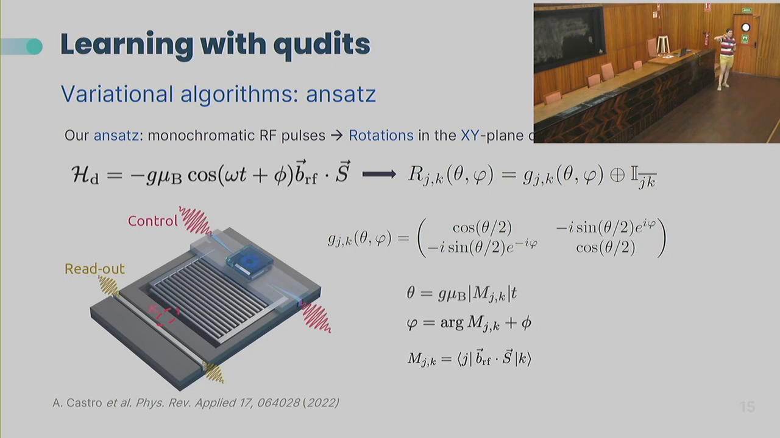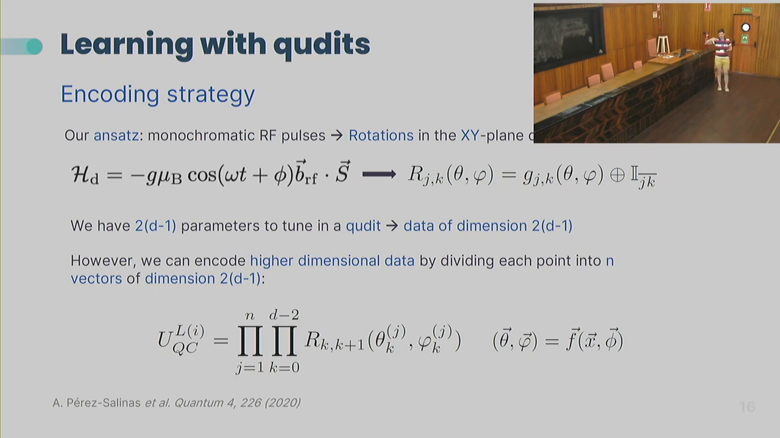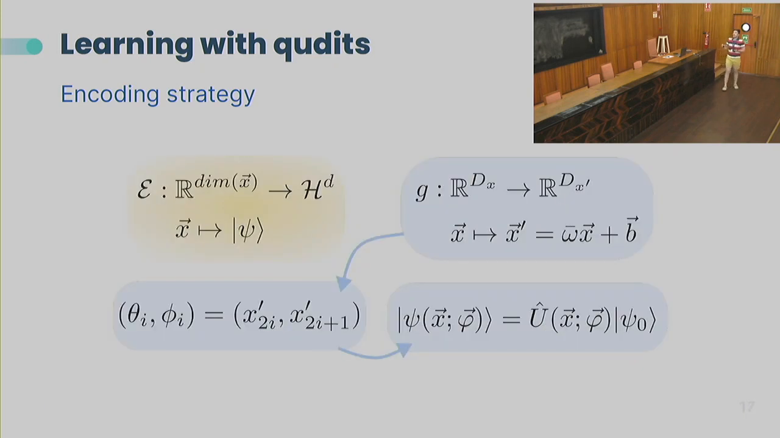We can go to the interaction picture of the system and get a mathematical expression for this kind of operation. This fixes, in turn, the encoding we can use. Our encoding is going to be the experimental parameters that are then going to be implemented in the lab. In general, we are trying to encode classical data, classical points from the real space, into the Hilbert space of our Qudit. For this, we use a classical function that transforms our original data into new rescaled data with some parameters that are going to be optimized, like in the usual neural network approach. This, in turn, will fix through the ansatz the kind of unitary operations that we can perform, and therefore the wave functions that we are going to generate for each classical data point.